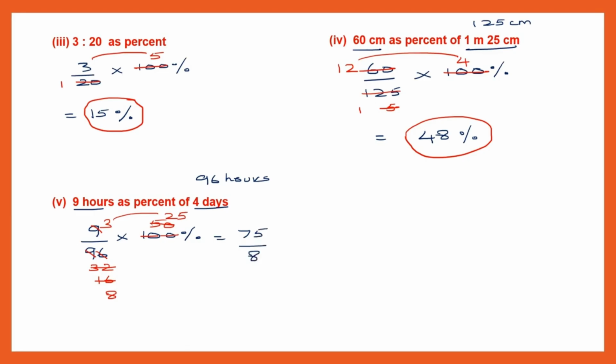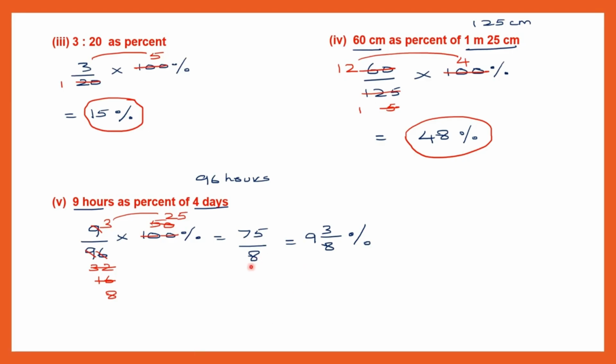So this is an improper fraction. Let's first convert it to a mixed number. So 75 divided by 8. 8 nines are 72, minus, 75 minus 72 is 3. So what is our mixed number here? 9 and 3 by 8. So we've got our mixed number as 9 and 3 by 8. And since we are converting this to percent, we have to put the percentage sign. Now 9 and 3 by 8 can be written as a decimal number.